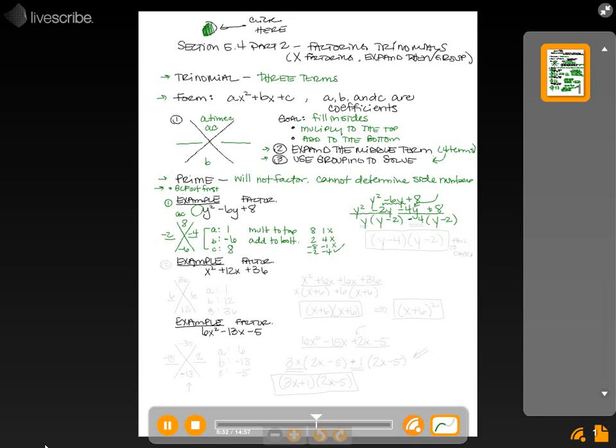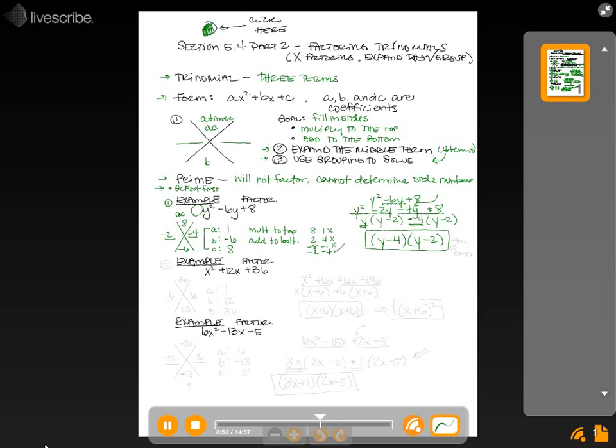So we're almost finished with grouping now. Now we have to rewrite the problem. We take what we pulled out of each group, and it makes its own set of parentheses. So y minus 4, and then the set that's the same for both, y minus 2. There would be the answer to our problem. That's how we factor a trinomial.